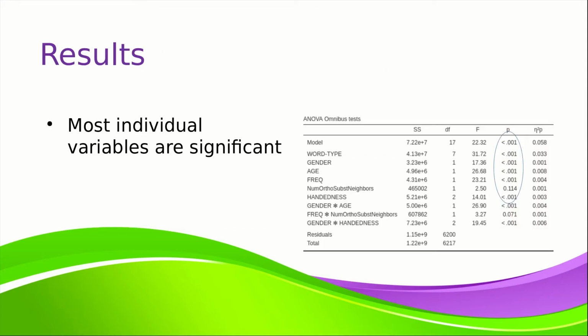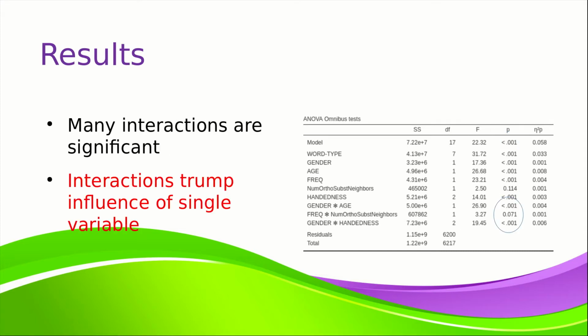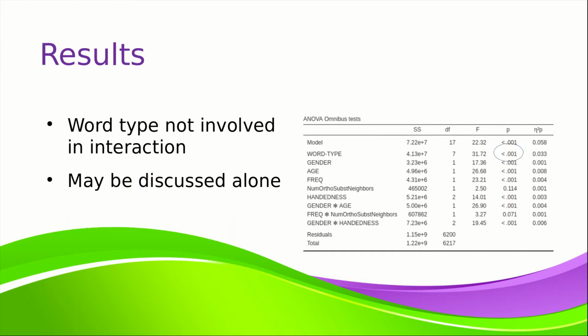Well, what we see is that most individual variables are significant, but many interactions are significant also. And here's the important thing. Interactions trump the influence of a single variable. So if there's an interaction, you can't discuss the influence of a single variable. You have to talk about it in terms of how it interacts with another variable. Now, word type, for example, doesn't interact with anything, so you can discuss it alone.